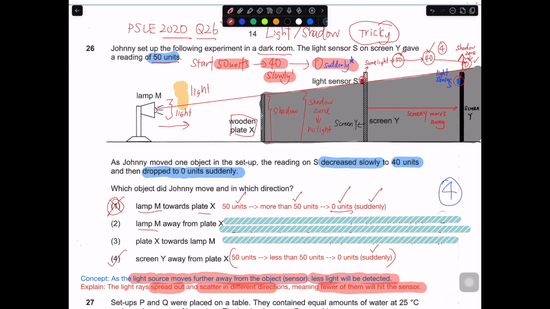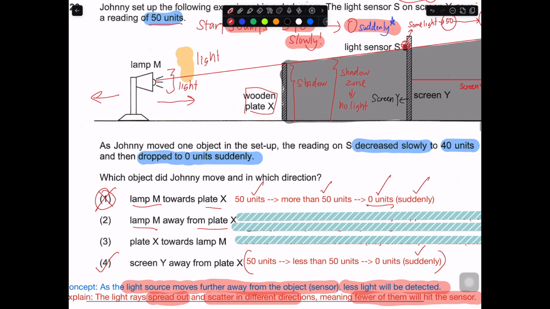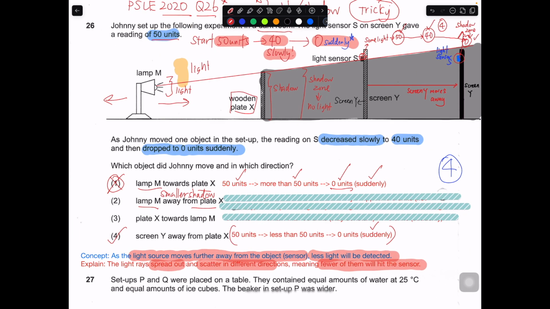So how about number 2? When you move the lamp further away from the plate, you are moving the light source further away from the light sensor. Yes, it will become lesser and lesser, but in this case, the shadow zone will become smaller and smaller. So you will have a smaller shadow, such that it could end up in this kind of situation. You have 50 at first, then less than 50, because the light source is further away from the light sensor, then it will slowly drop to 0, not suddenly.